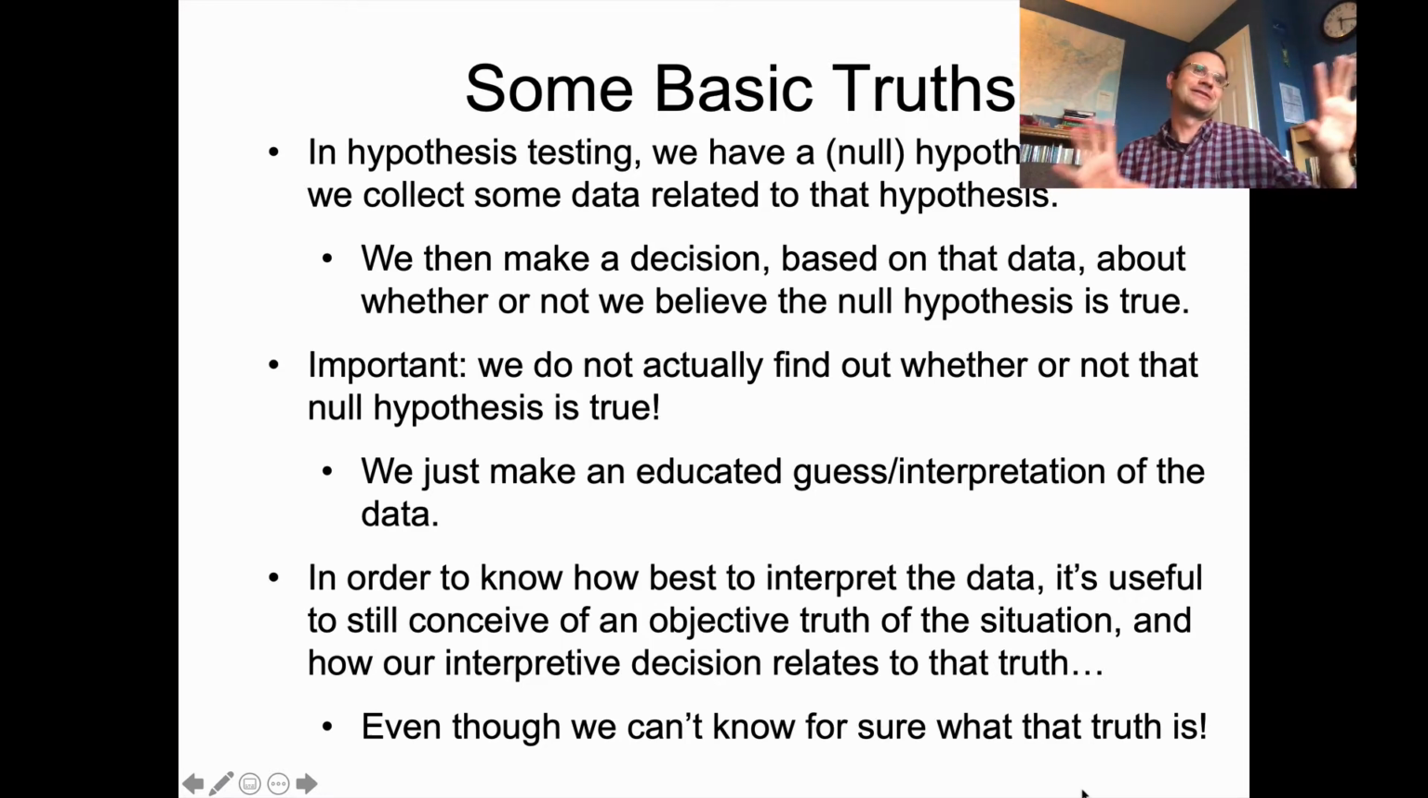So as imperfect human beings, as imperfect scientists, we're not ever going to know for sure what the truth is. But if you want to think of God or a higher intelligence or an objective reality out there, do so for the moment, because it's going to help us figure out how to relate that objective truth to what we can actually observe. And there's going to be a slight mismatch between the two.